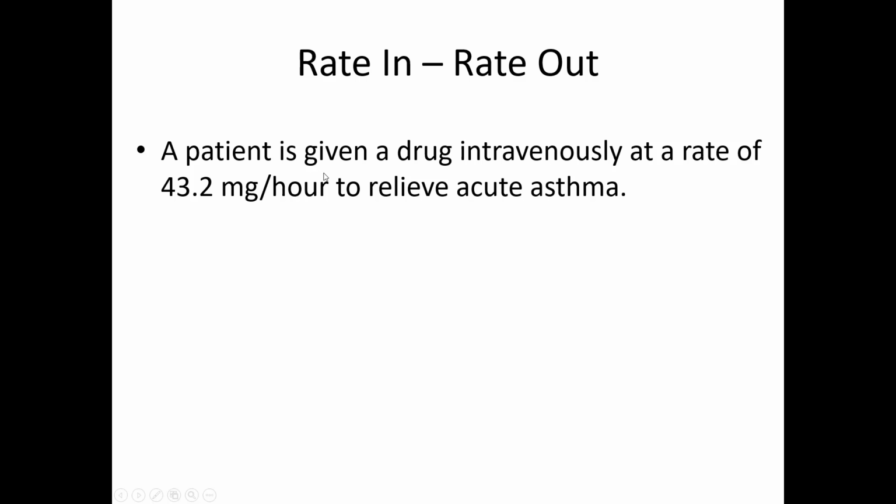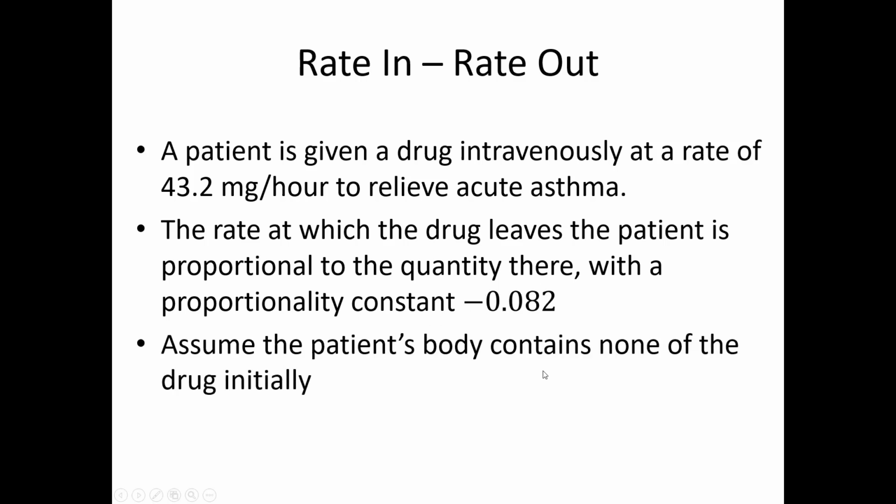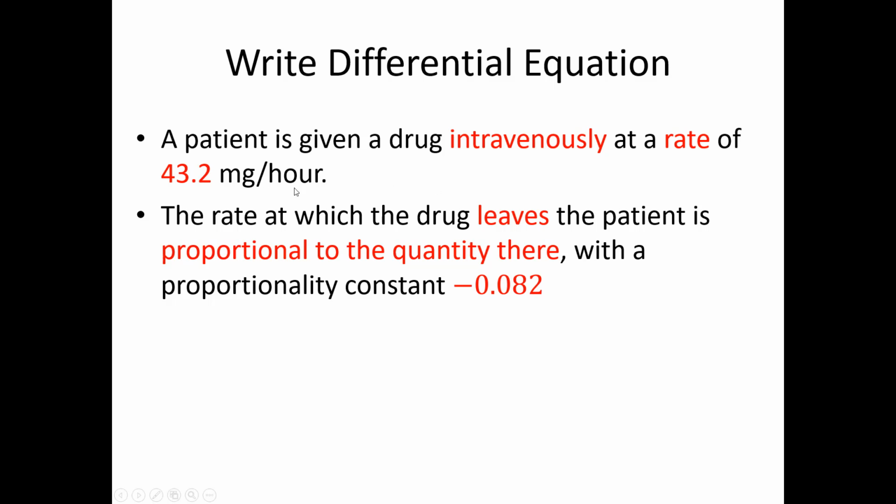A patient is given a certain drug at 43.2 milligrams per hour to relieve acute asthma. The rate at which the drug leaves the patient is proportional to the quantity that's there, with this proportionality constant. Assume the patient's body contains none of the drug initially. All right, so I have this information.